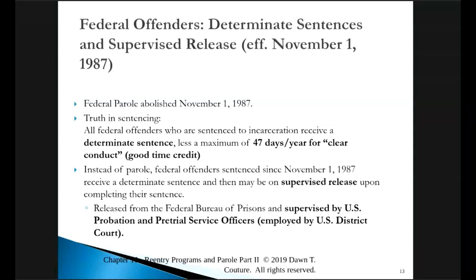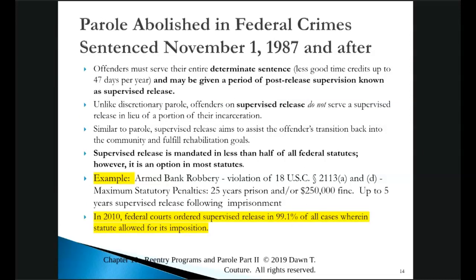Okay. When a person is released from federal prison with mandatory supervised release, they are supervised by the U.S. Department of Probation and Pretrial Services. There's no federal parole officer any longer since parole was abolished.